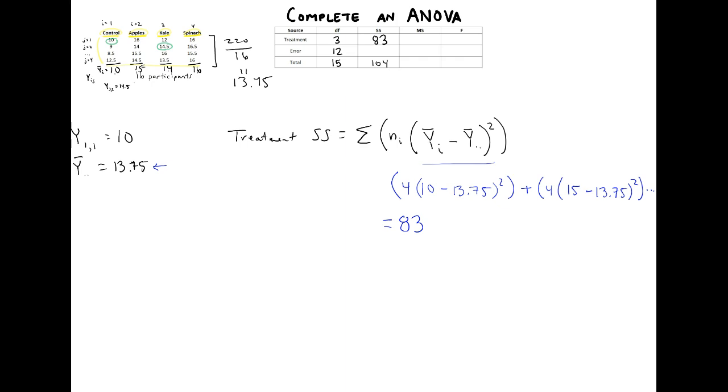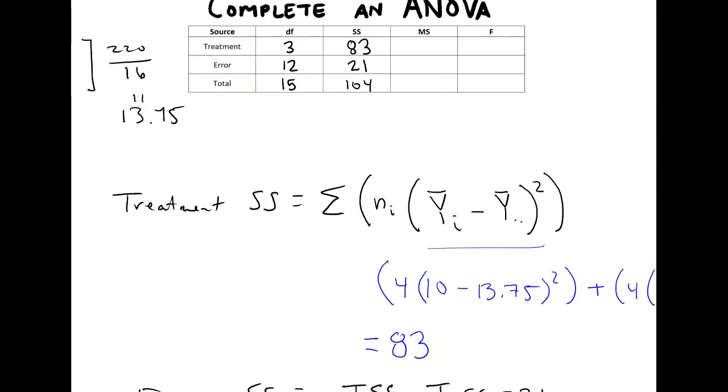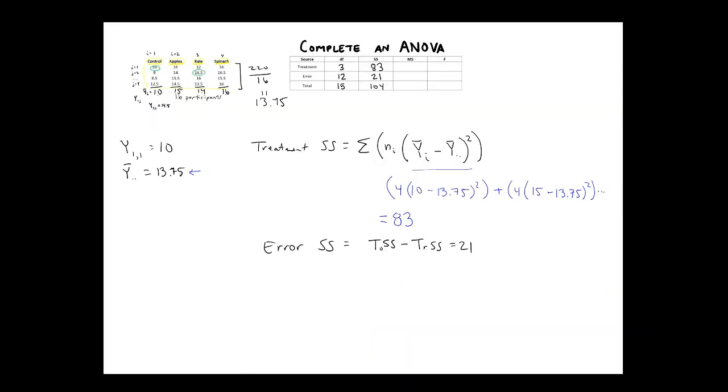And then to find the error sum of squares, that is equal to the total sum of squares minus the treatment sum of squares. So 104 minus 83 is 21. So our error sum of squares is 21. Then filling in the mean squares is relatively easy. We're actually finding the mean of, so let me zoom in here. Let me delete some of this first.